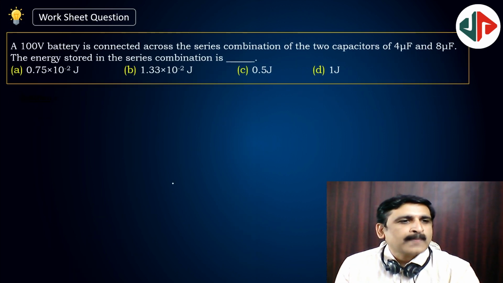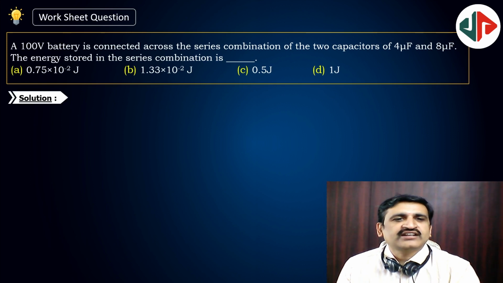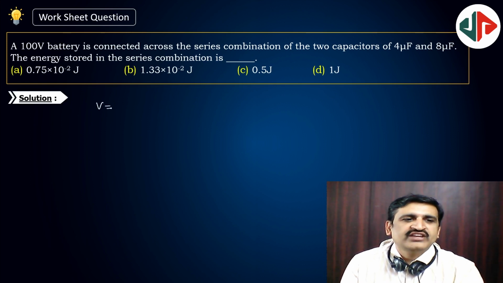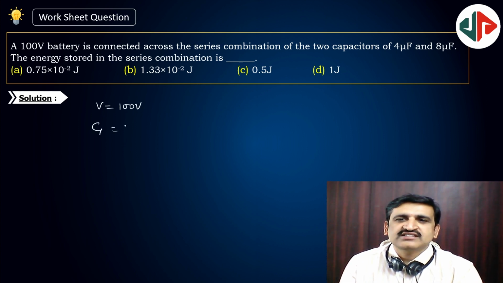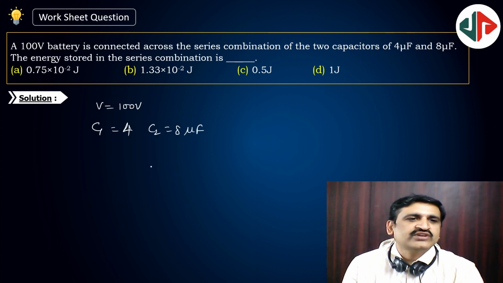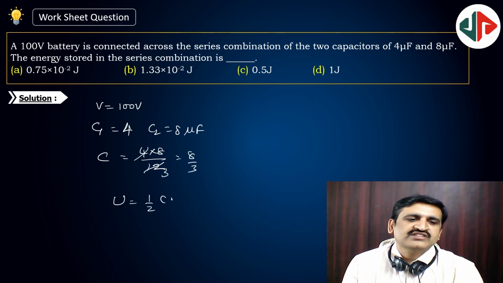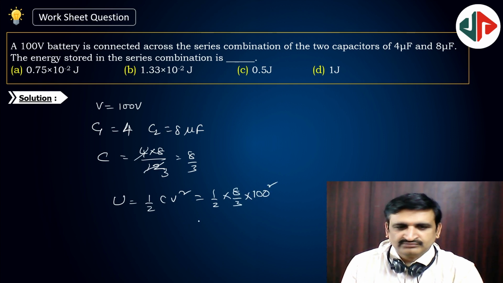Next. A 100 volt battery is connected across a series combination of two capacitors, C1 equal to 4, C2 equal to 8 microfarad. Energy stored in the series combination. So effective capacity is equal to 4 into 8 by 4 plus 8, which is 4 times 8 by 12, 8 by 3 we got. So energy stored is equal to half CV square. Half C value 8 by 3, V square is 100 square.